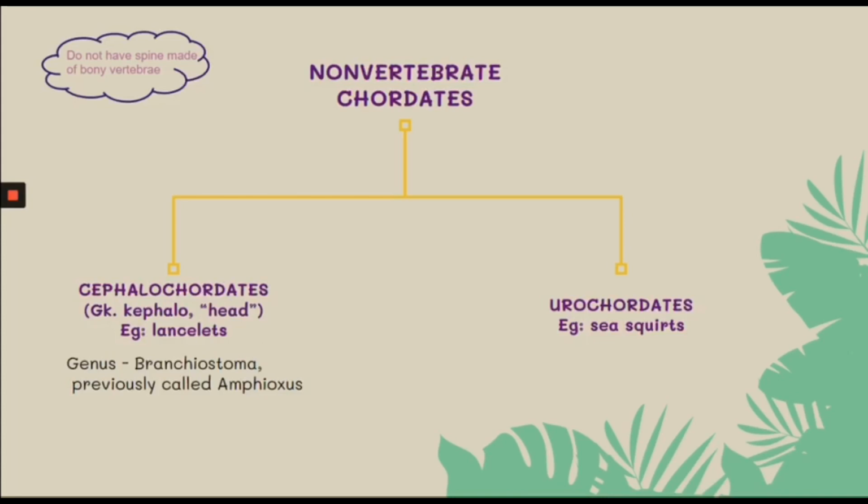Next, we are going to learn about non-vertebrate chordates, which do not have a spine made of bony vertebrae. Non-vertebrate chordates are classified into 2 groups, which are cephalochordates and urochordates. Cephalochordates came from a Greek word, kephalo, which means head. An example of cephalochordates is the lancelet. The genus of lancelet is Branchiostoma and it was previously called Amphioxus. For urochordates, the example is the sea squirt.